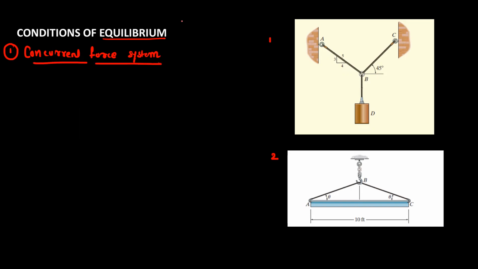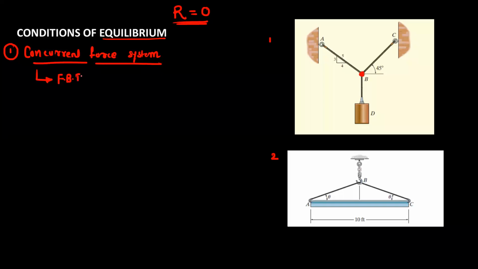Okay, so from the definition of equilibrium, we know that for equilibrium, the resultant has to be 0. There should not be any net force on the system. So for a concurrent force system, suppose this is the concurrent force system, if you draw the free body diagram for this system, here you must know the concept of free body diagram.